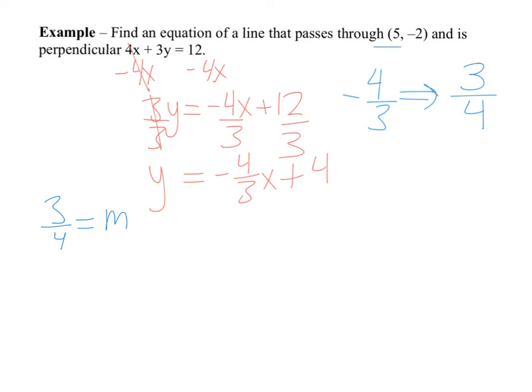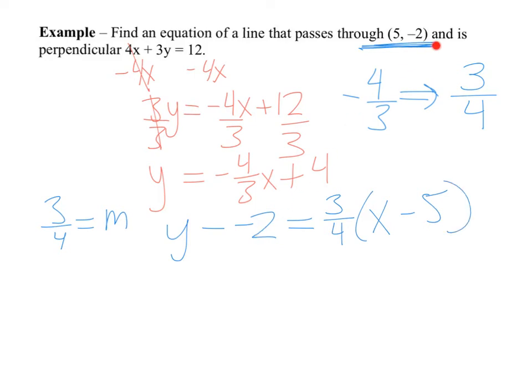And I also know that it passes through this point. So I'm going to start by plugging it into point-slope form and simplifying it to slope-intercept form. So y minus -2 equals my slope times x minus 5. I got the -2 from the point, that's my y value, my y1. And I got this 5 from the x value. So now I'm going to simplify.